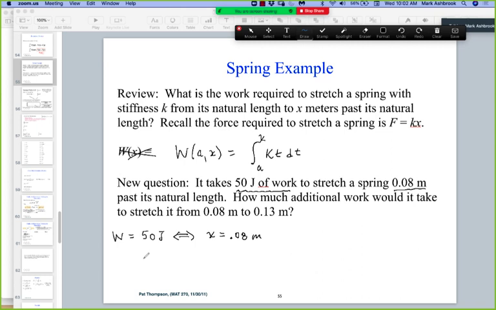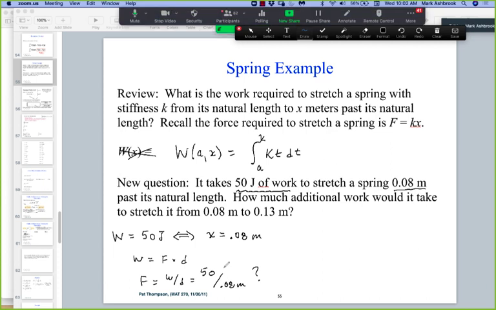Since work equals force times distance, can I do force equals work divided by distance and do 50 joules over 0.08 meters? How's that? Does that work? No, because the amount of force needed increases as the length gets longer. Okay, we have one vote for no. The rest of you agree with that?